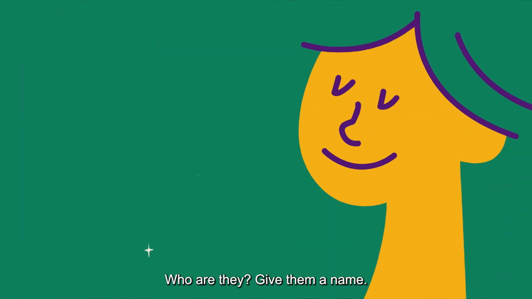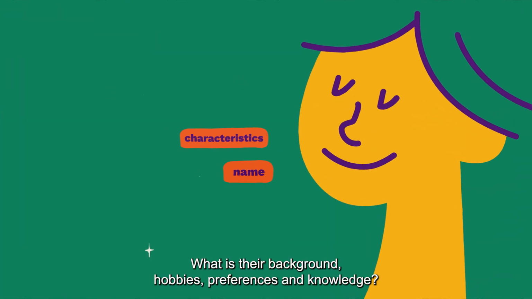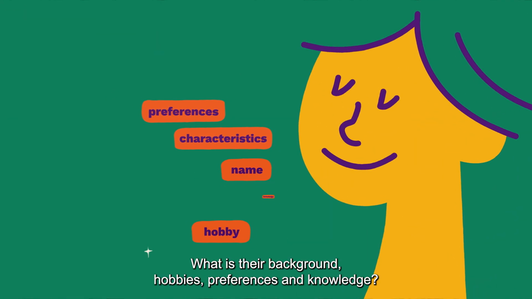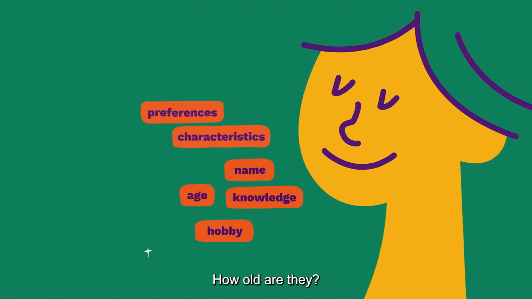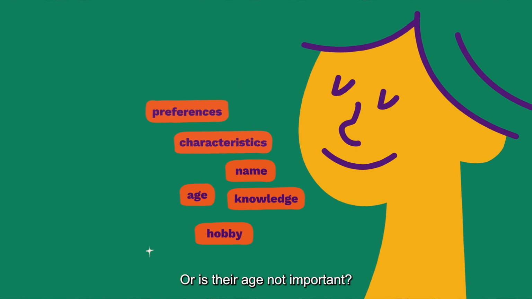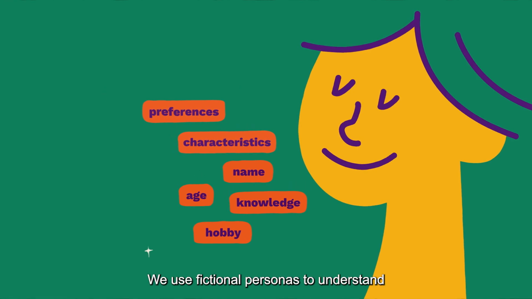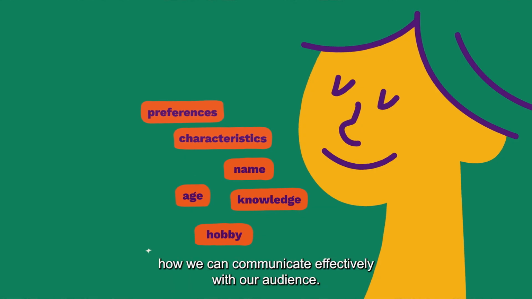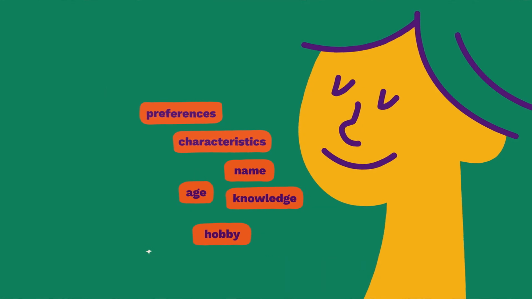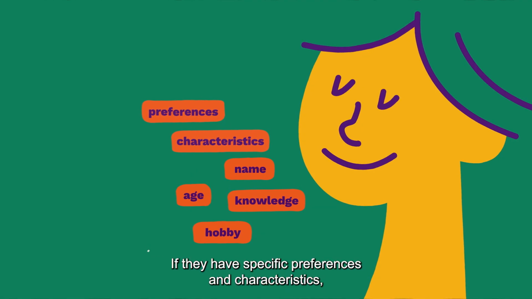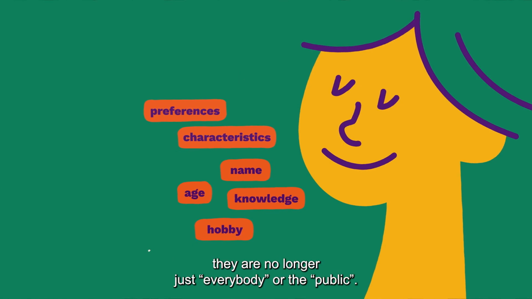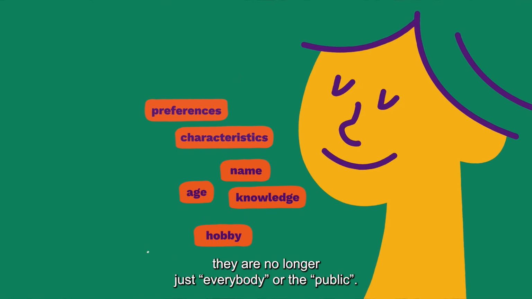Who are they? Give them a name. What is their background, hobbies, preferences, and knowledge? How old are they? Or is their age not important? We use fictional personas to understand how we can communicate effectively with our audience. If they have specific preferences and characteristics, they are no longer just everybody or the public.